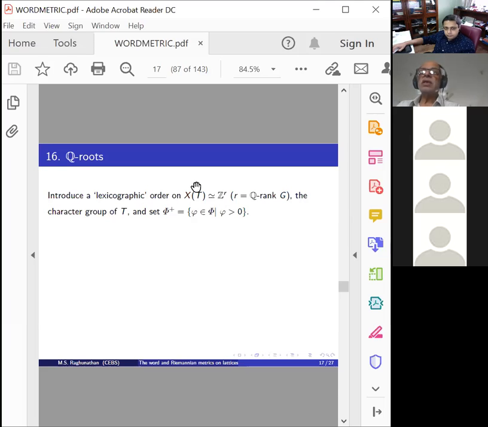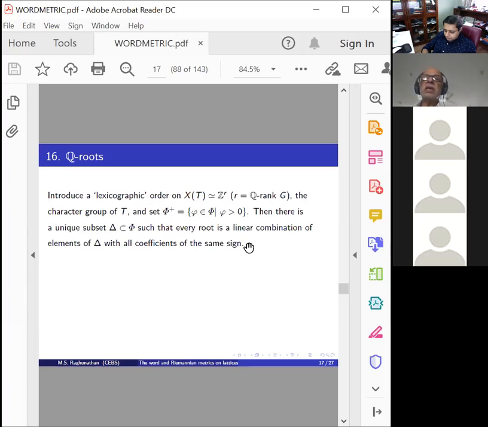XT is a free abelian group on R generators, where R is called the Q rank of G, and it's also the dimension of T as a Lie group. The character group of T is called XT. Let me denote by phi plus the set of all small phi in capital phi with phi greater than 0 in this lexicographic order. Once you have that lexicographic order, there is a unique subset delta in phi such that every root phi in capital phi is a linear combination of elements of delta.